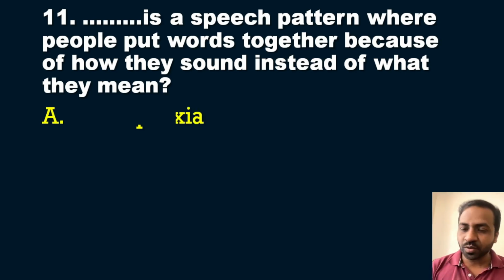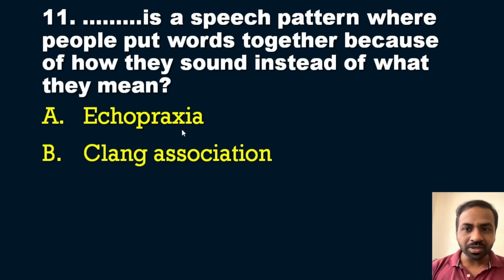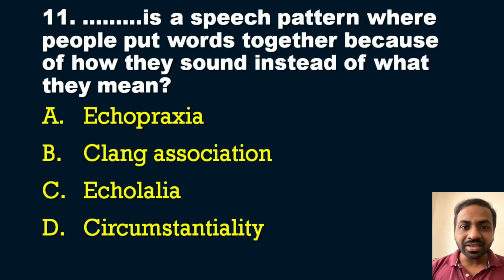So the options for you are: the first option is echopraxia, the second option is clang association, option C is echolalia, and option D is circumstantiality. So what is the answer for this question? The answer for this question is option B, that is clang association.